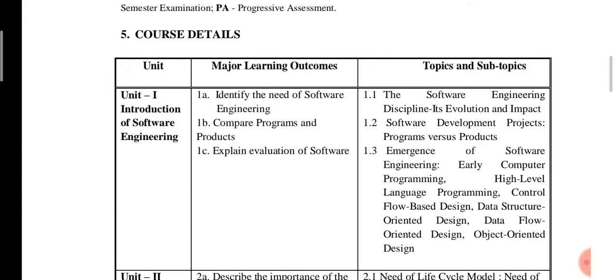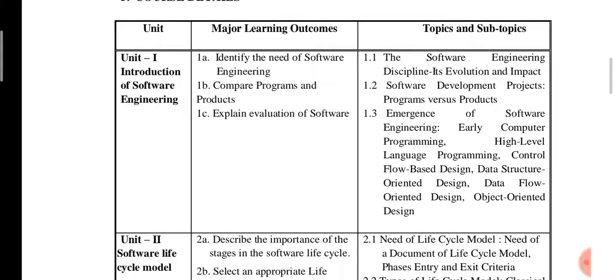So the first chapter of FOSD is chapter number 1, Introduction of Software Engineering. The major learning outcomes from chapter number 1 are: first, identify the need for software engineering, then compare programs and products, then explain the evolution of software. And the topics and subtopics regarding the major learning outcomes are 1.1, 1.2 and 1.3. So in chapter number 1 we have to learn basically the introduction to software engineering.